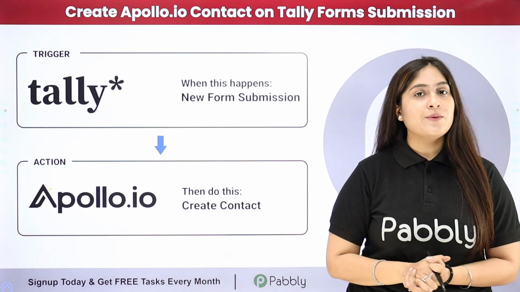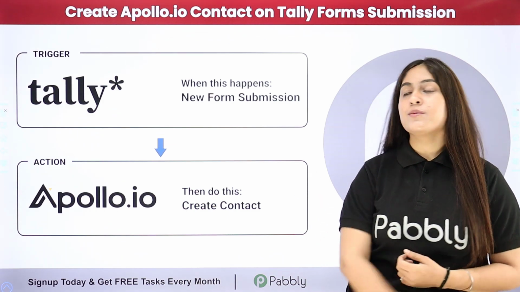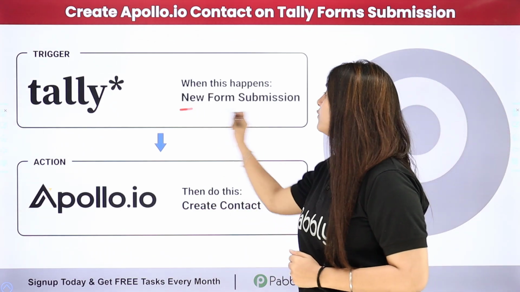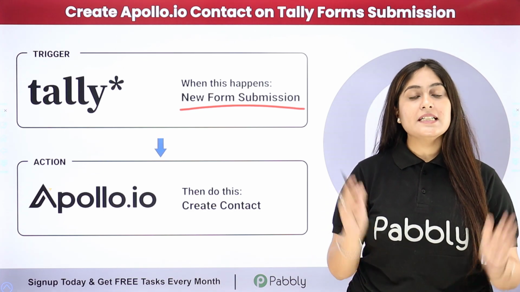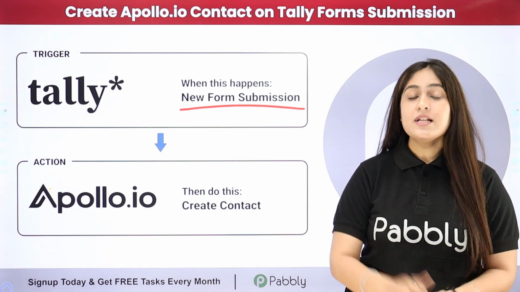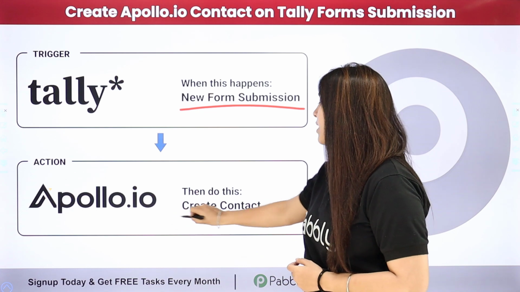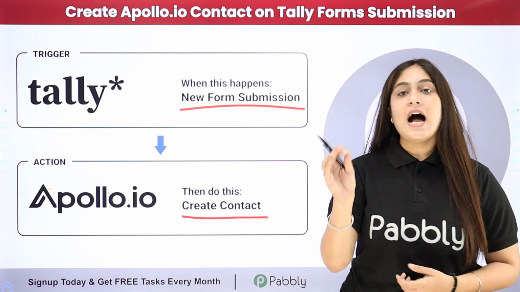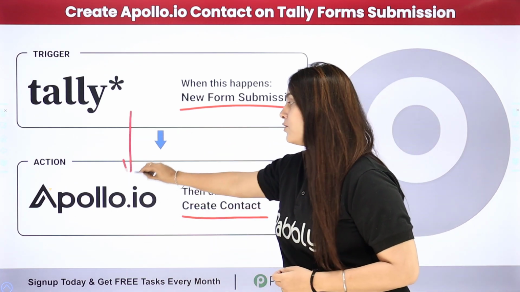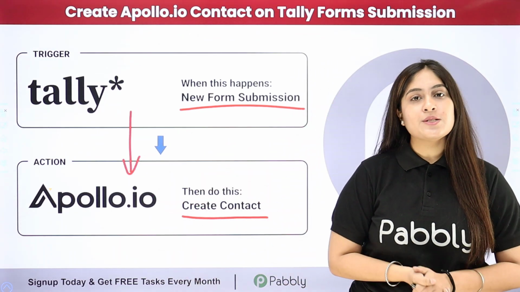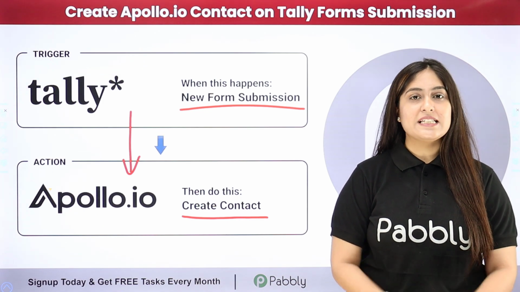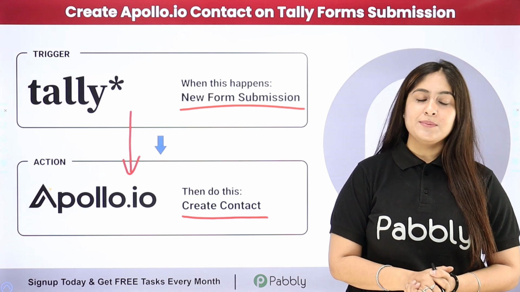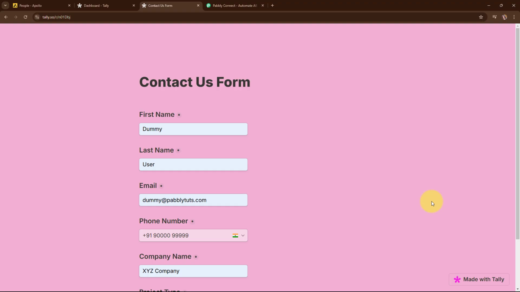So here I'm an owner of a business and I have created a contact form using Typeforms. So now here my objective is that whenever I receive a new form submission, then automatically the person who has made the form submission should be created as a new contact in my Apollo.io account. So now here to automate the entire process, I need to connect my Typeforms with my Apollo.io account using an automation software named Pabbly Connect. So to see the working of this automation and to learn this process step by step, let me take you to my screen. Welcome to my screen.